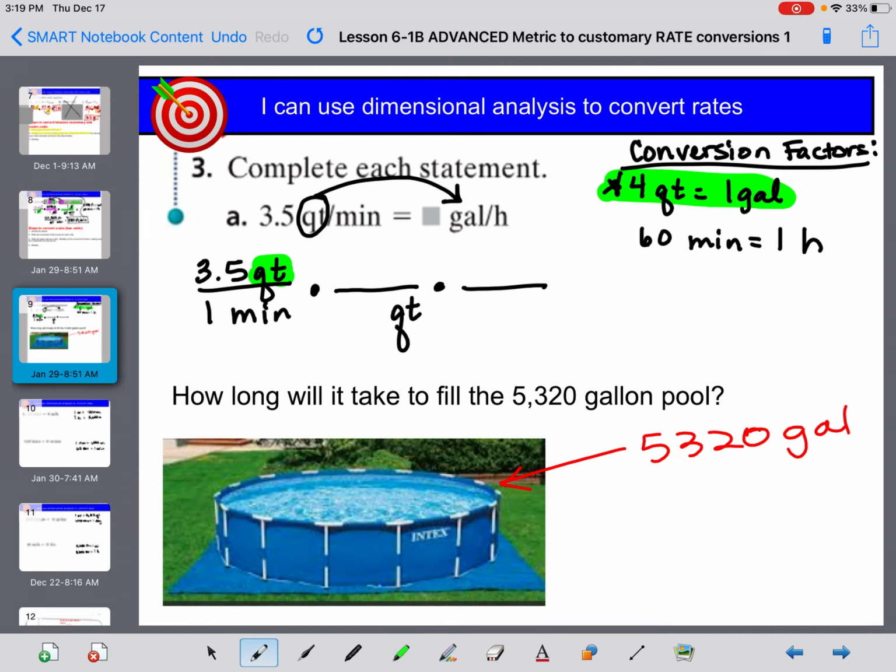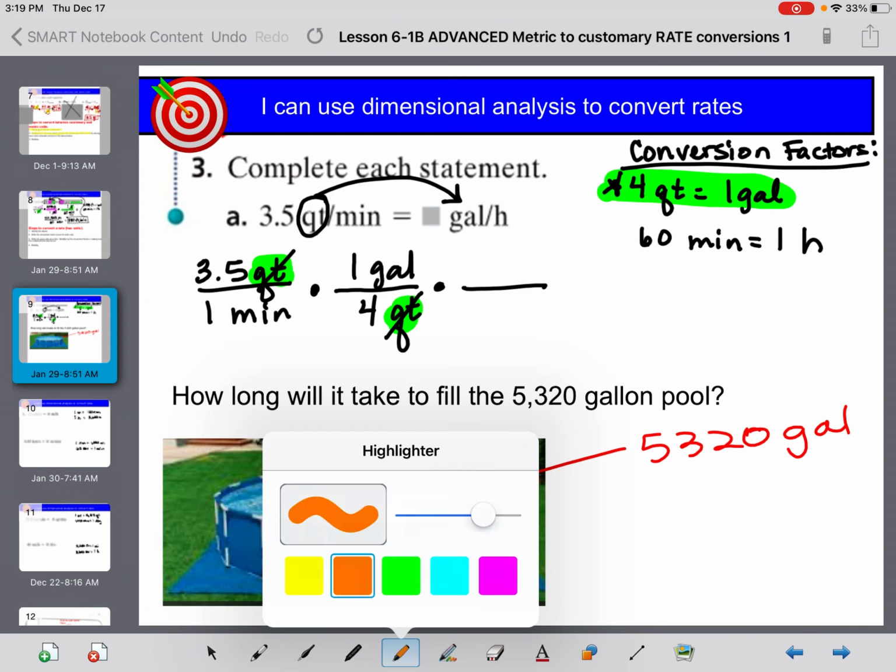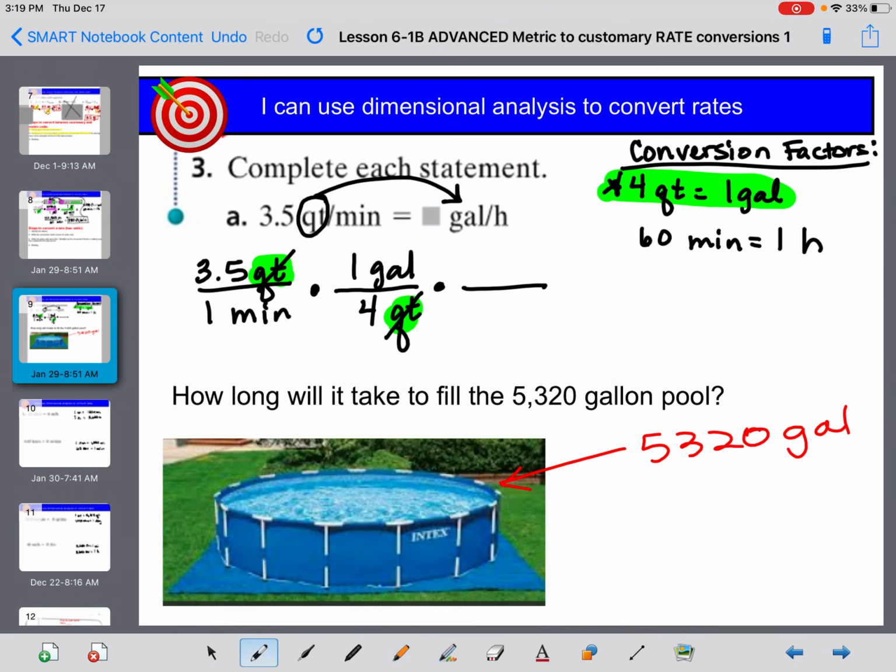So that means quarts has to go here in the denominator so that they are opposite or they cancel out. So I'm going to write 4 quarts, 1 gallon. And that cancels out. The next thing we need to do is convert minutes to hours. So that's going to require another conversion factor. So this time we'll use this one.